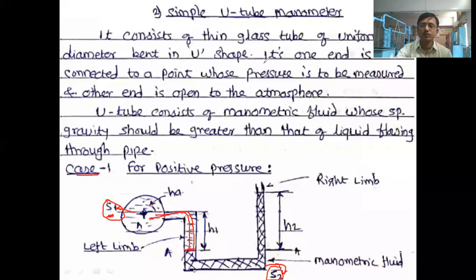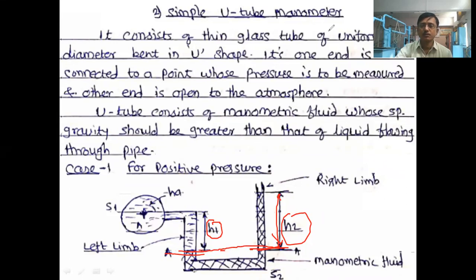Then the depth of liquid in the left limb above the mercury, we call this depth H1, and the depth of liquid in the right limb above the datum line. So this is the datum line here. The lowest level of the mercury is called the datum line. So the depth of the manometric fluid above this, we have given the notation H2.